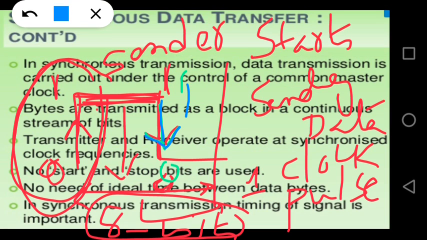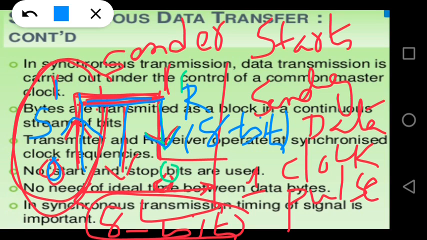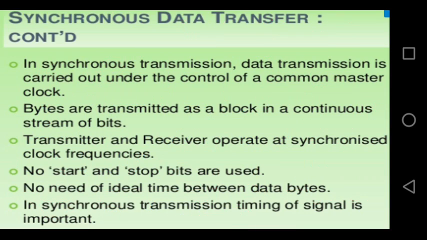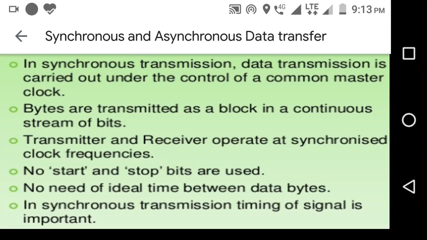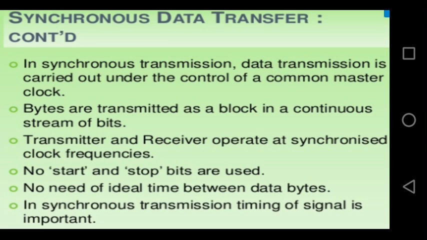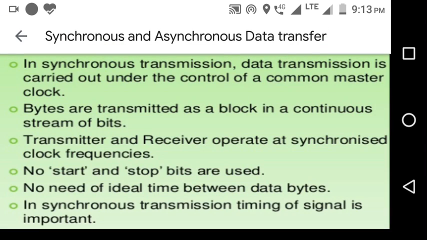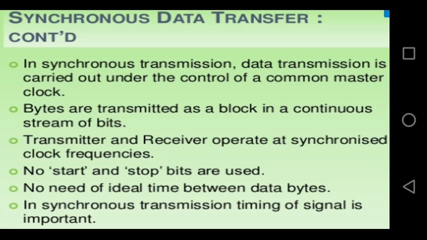so during this period the receiver expects a total of 8 bits. During this period, that is 0 to 1, the sender sends the data, and in total 8 bits are transmitted. So this is the concept of synchronized clock frequencies. Both transmitter and receiver operate on synchronized clock frequencies, which you should understand.